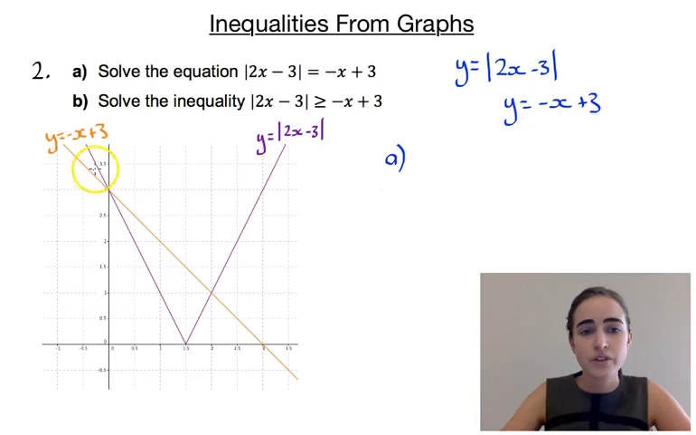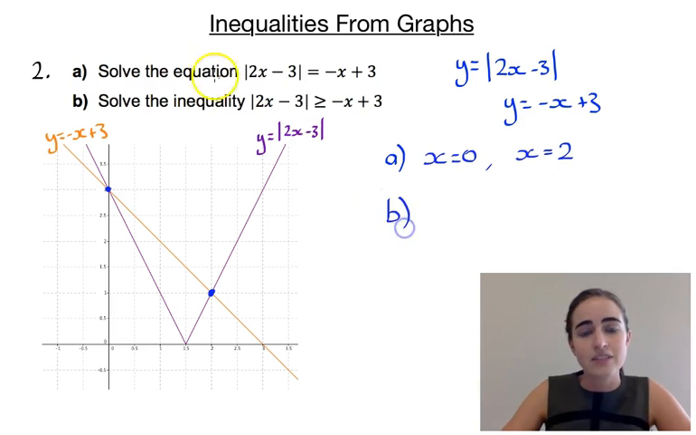So we've graphed both of those lines. The purple one here is our absolute value function, and the orange one is our straight line with equation y equals minus x plus 3. Part A is asking us to solve that equation, so that's where our 2 lines intersect. There are going to be 2 points, this one here and this one here. So the x values that make that equation true are x equals 0 and x equals 2.